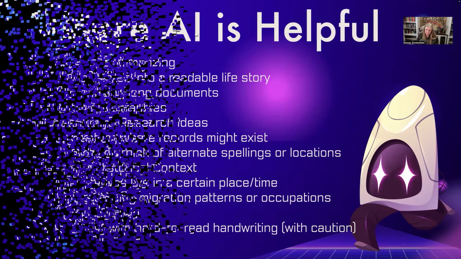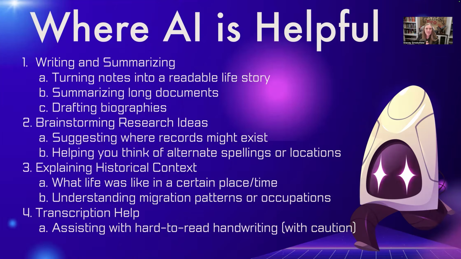The next thing you need to know about AI is where it's helpful. When you're doing any kind of work with AI, outside and inside these systems, it is good for writing and summarizing. It helps turn notes into readable or shortened summaries so that you don't have to read long swaths of text. You can have it summarize and create a kind of synopsis. It can help you draft biographies or create summaries to put into documents or citations that you want to put in there.